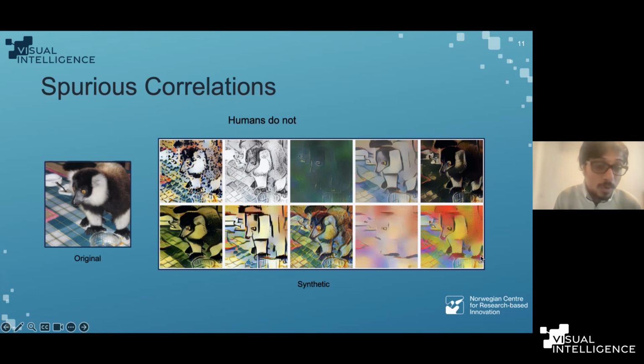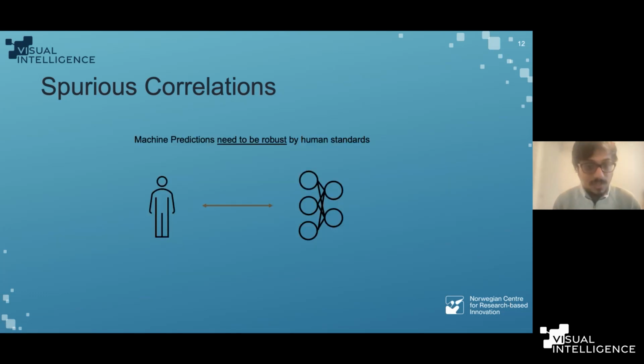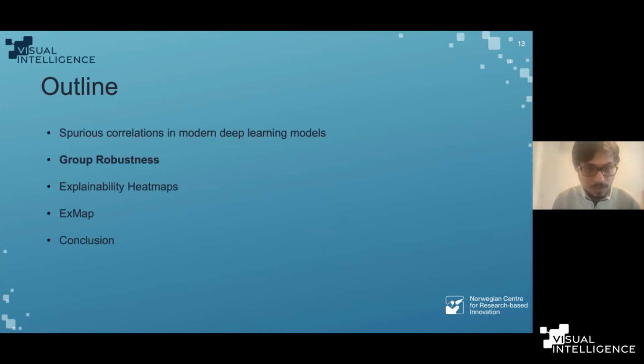And this is the important distinction, is that we need machine predictions to be robust by human standards. And that's why this idea of spurious correlations has been very popular in the deep learning literature in the last decade or so. And it is precisely because of this that we are interested in knowing what are more of such spurious cues that models pick up on, and how can we fix them. So that's a brief introduction to spurious correlations.